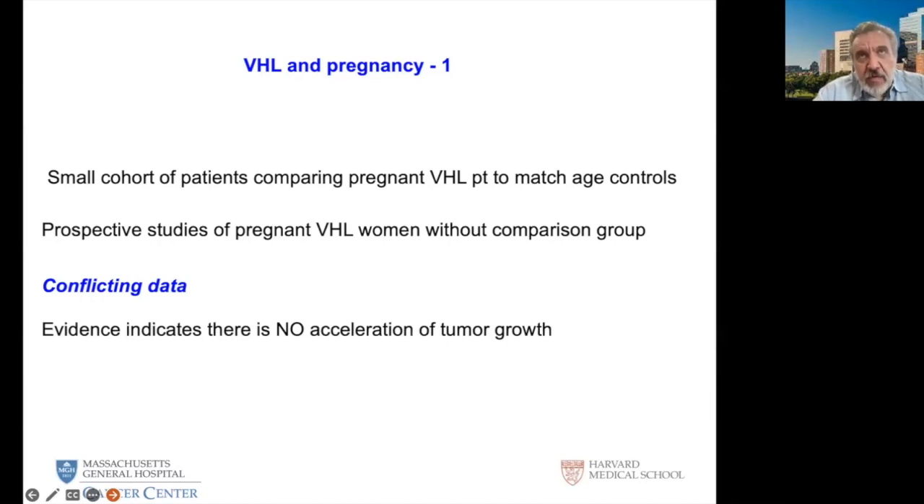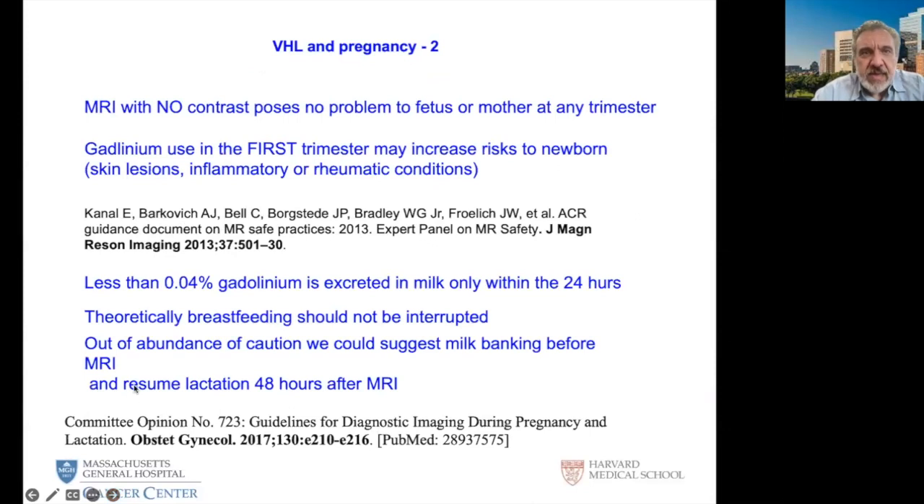I think that the confusion in the literature came from the fact that women did not have regular follow-up MRIs. They became pregnant. After pregnancy, they had another MRI, and the tumor was bigger than in the past. But in most of the studies, there is no good baseline immediately before pregnancy, so we do not know whether this growth was due just to time or to the pregnancy.